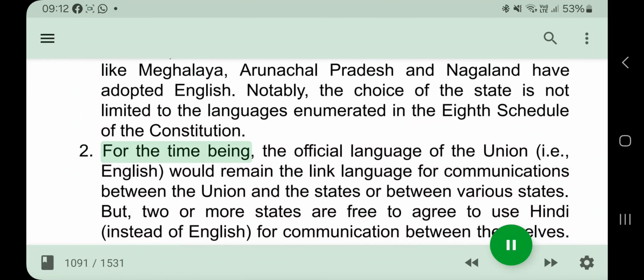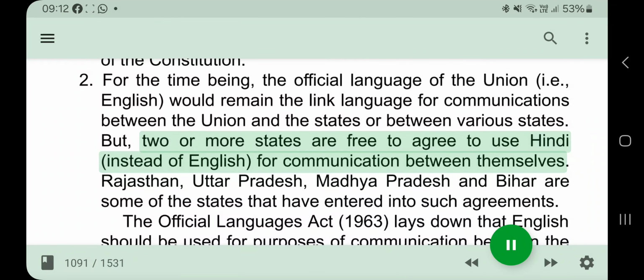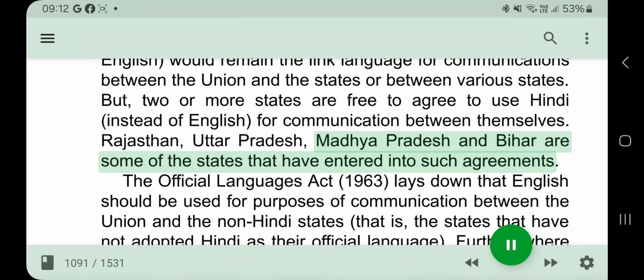2. For the time being, the official language of the Union, i.e., English, would remain the link language for communications between the Union and the states or between various states. But 2 or more states are free to agree to use Hindi, instead of English, for communication between themselves. Rajasthan, Uttar Pradesh, Madhya Pradesh and Bihar are some of the states that have entered into such agreements.